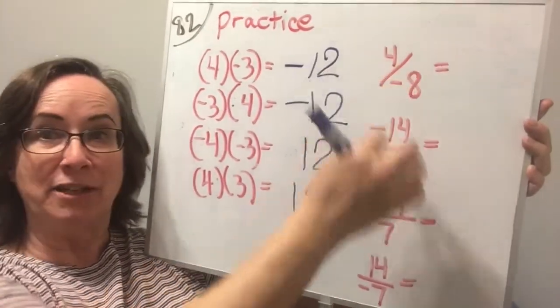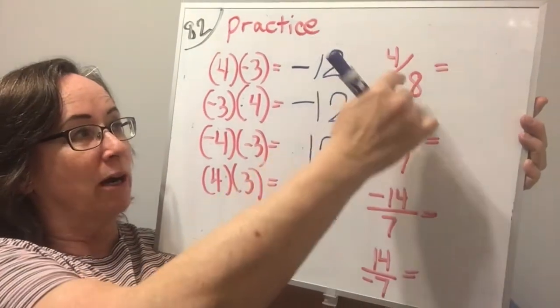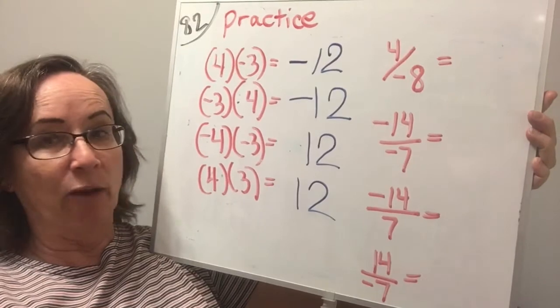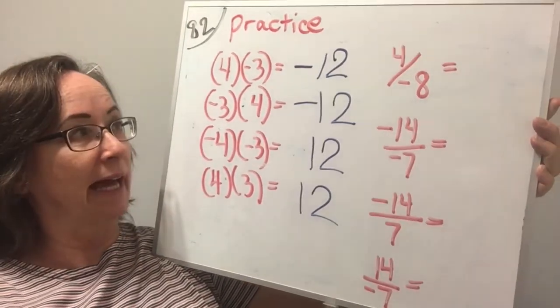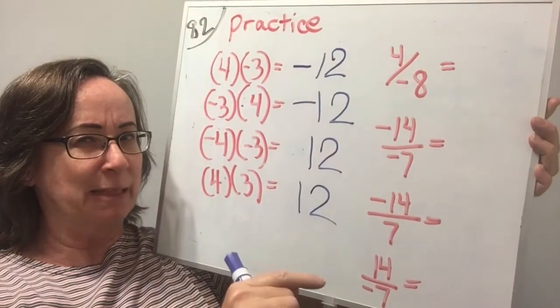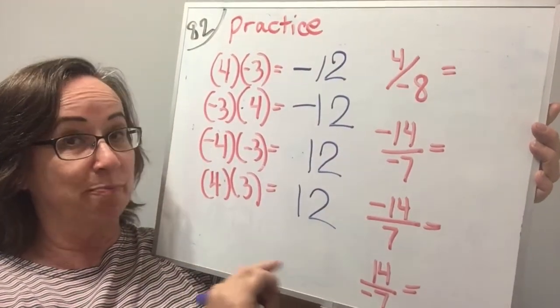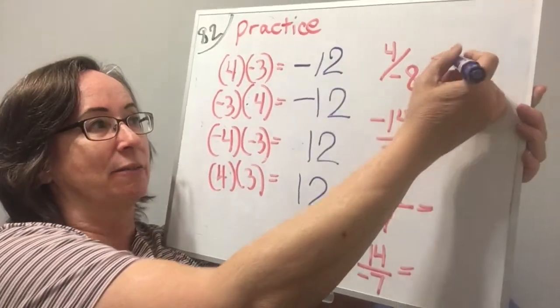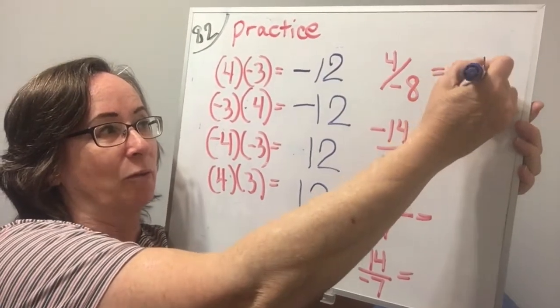Now let's do these division problems. We have 4 divided by a negative 8. Okay, now we're going to have to simplify, but we're going to get 4 divided by 8 will simplify to 1/2, but we have a positive 4 and a negative 8, so it's going to become a negative 1/2.